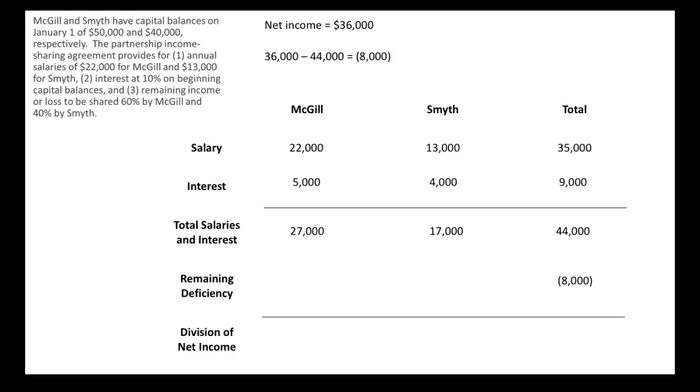Now, the 60% and 40%, how it's supposed to be shared by McGill and Smith, is still the same, even though this is a deficiency. So we take that 8,000 and we multiply it by 60%. And we see that McGill is going to have $4,800 taken away from their salaries and interest. Smith, we take the 8,000 times 40%. We see that 3,200 is supposed to be taken away from Smith.